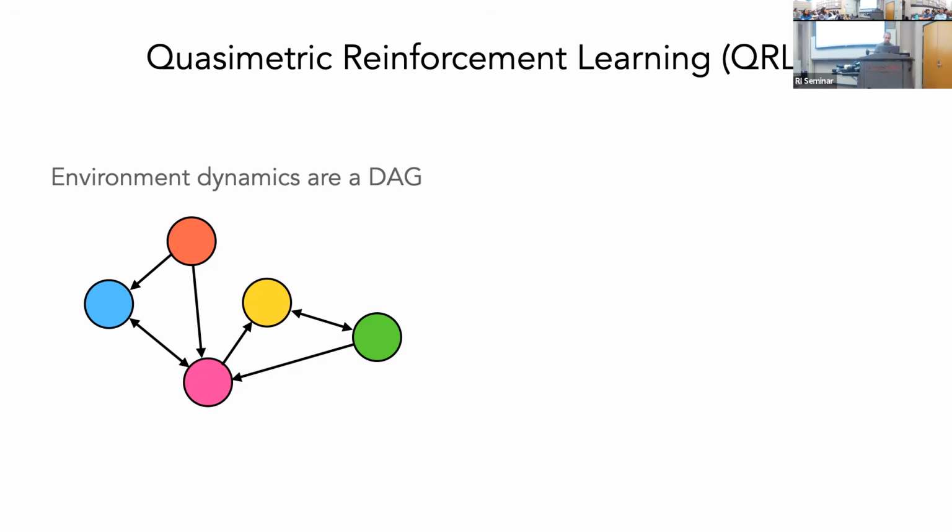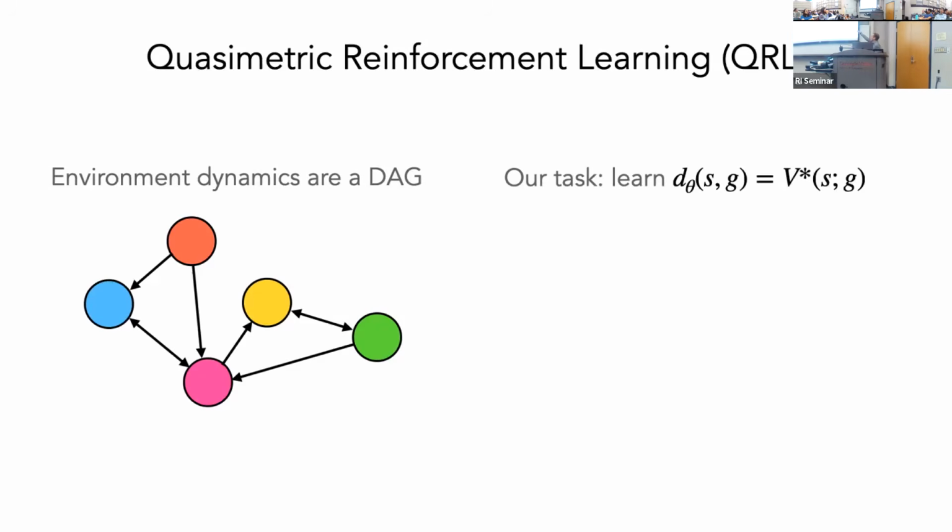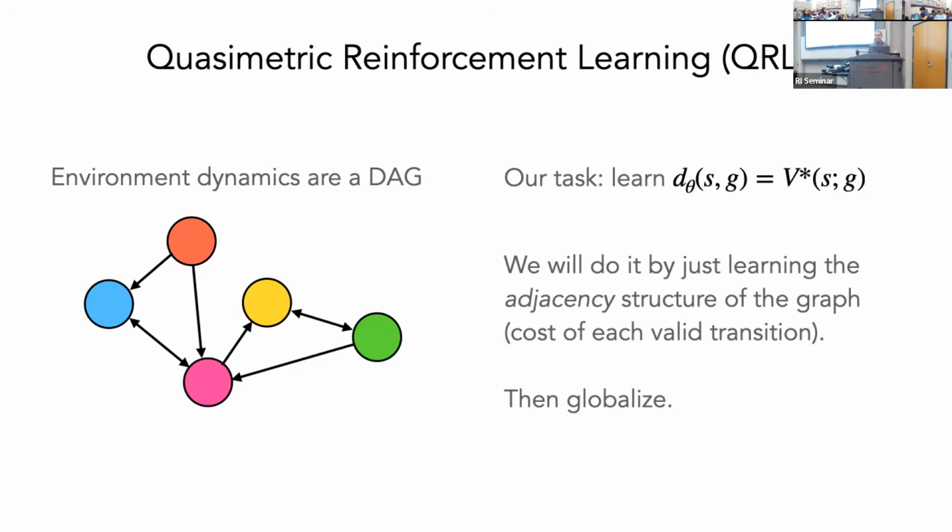Okay, so our task is to learn a parameterized function d theta. That's going to be our quasimetric function. And we want it to equal the optimal value function, V star, between all of these nodes. We're going to do this in 2 steps. The first step is to learn the adjacency structure, the local cost structure of which nodes are connected to which nodes and what is the cost of moving from each node to each connected node. We'll just learn the local structure, and then we'll globalize to find the minimal cost to go from any node to any faraway node by this pulling apart operation. And then we'll prove that that actually results in the true optimal value function.